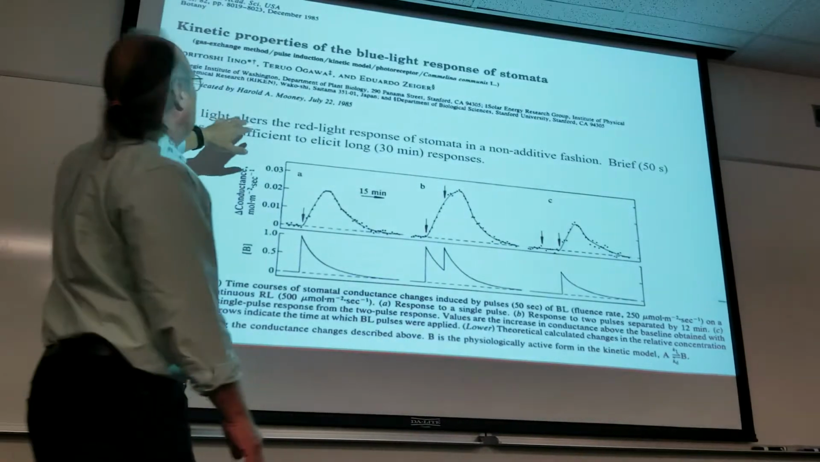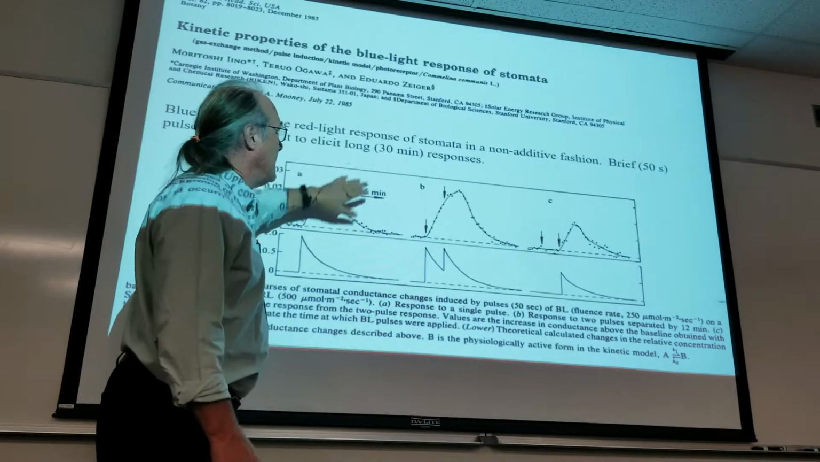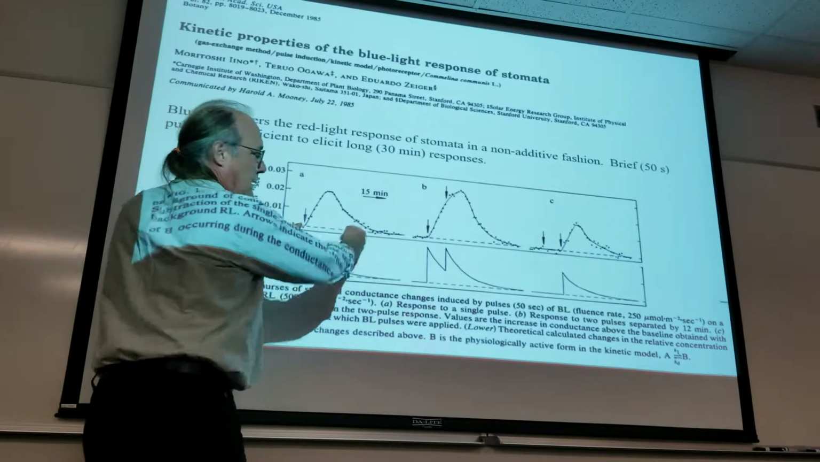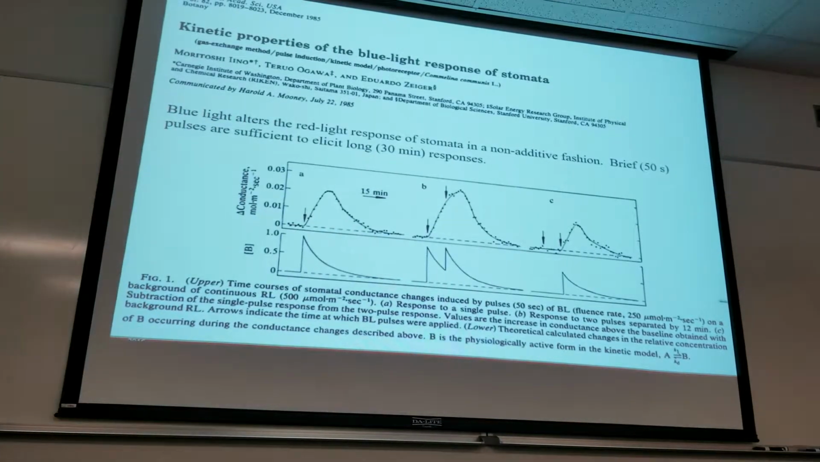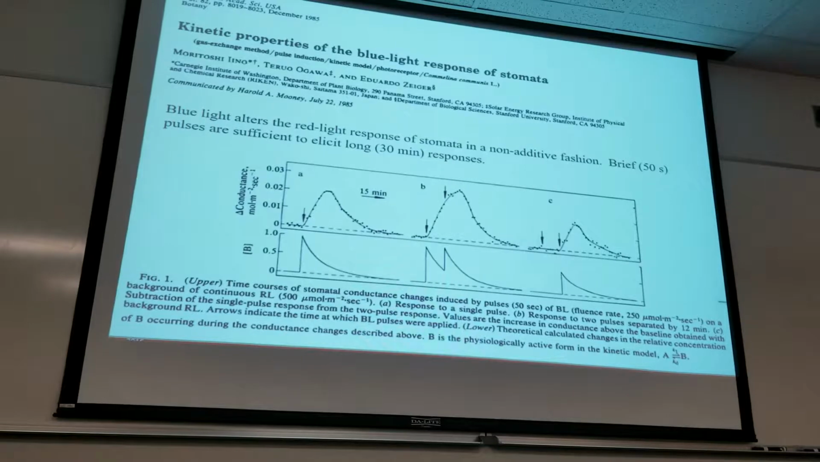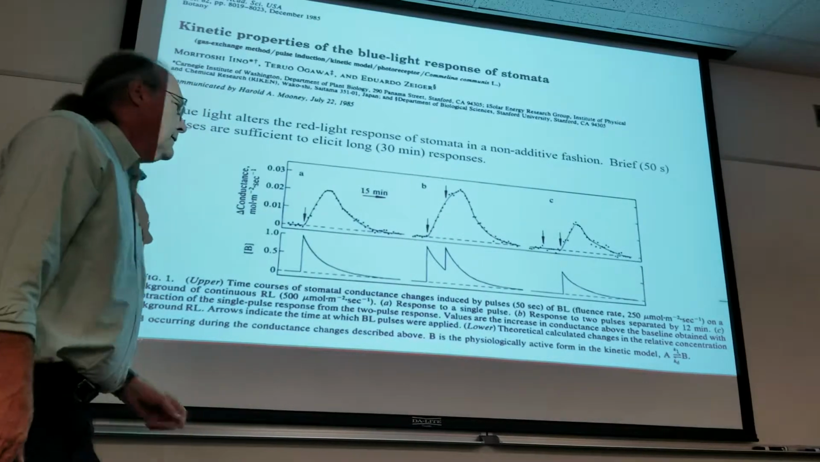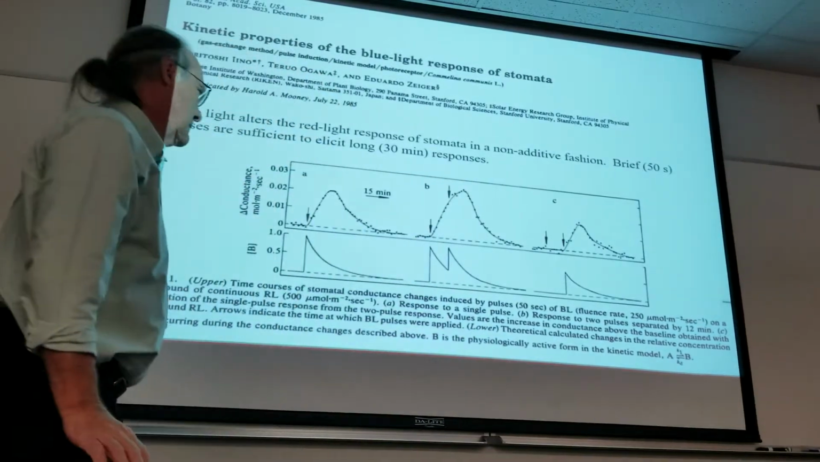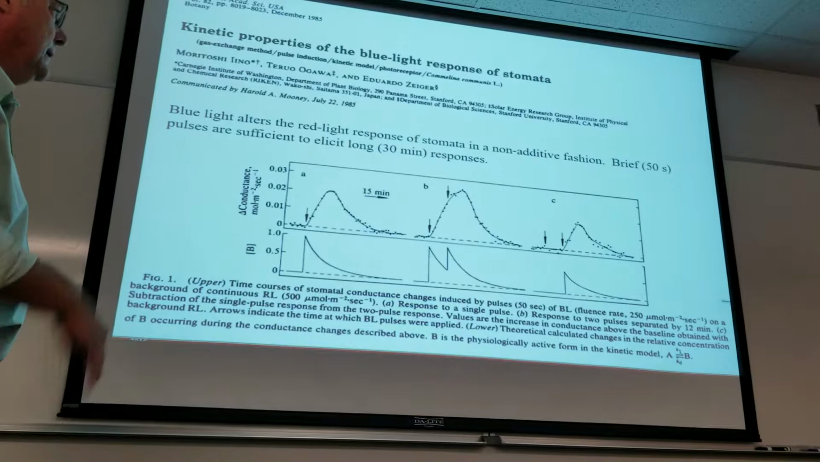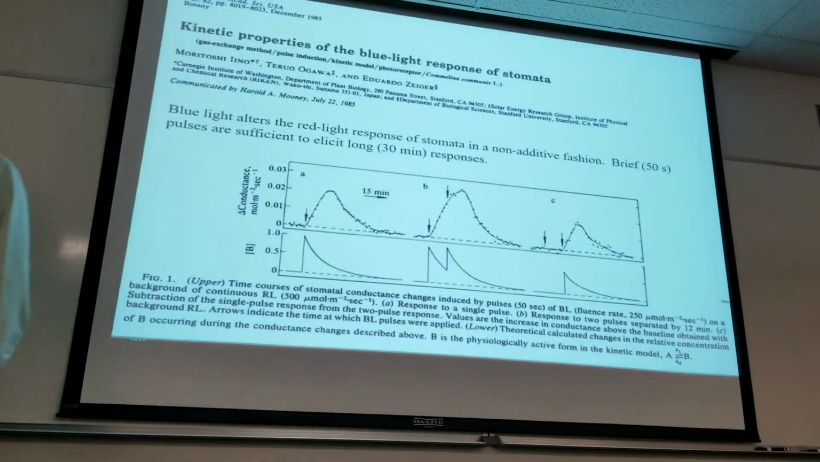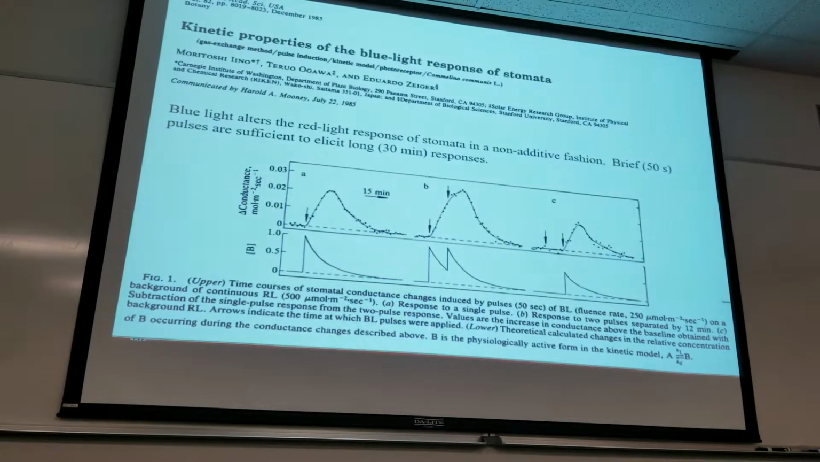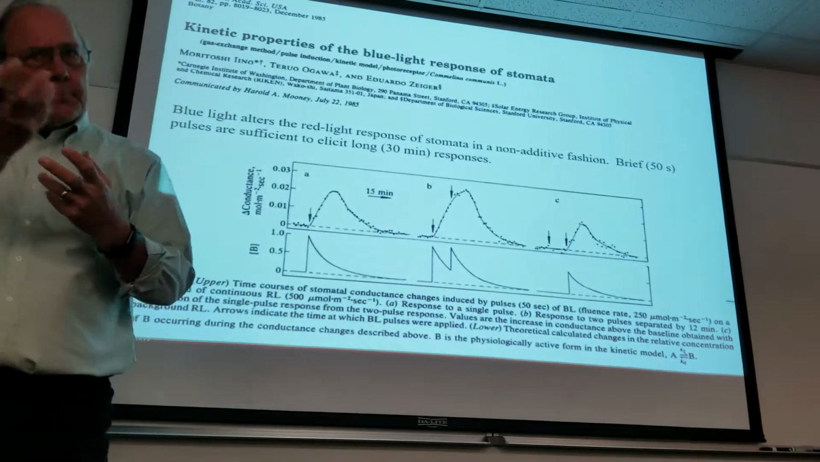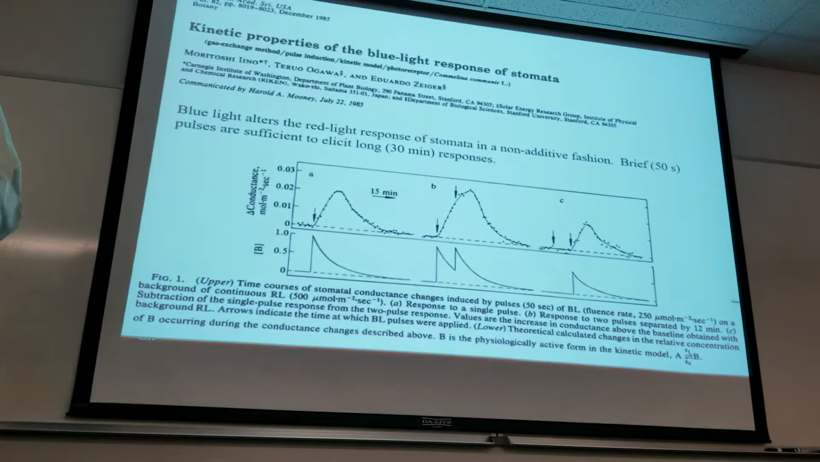That's what I mean by blue light alters the red light response in a non-additive fashion. A brief pulse elicits a long-term response. So again, there's something different about blue light than about red light in the responses of stomata. Here they gave it 2 pulses, same thing. Same idea, that there's something inherently different about blue light and how guard cells perceive that blue light than the way they perceive red light.